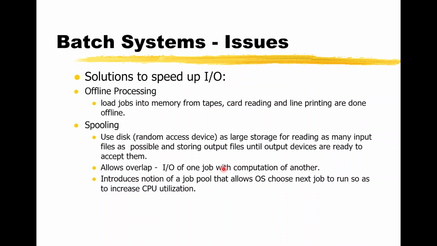By having the input and output offline. So we have offline processing. We load jobs into memory from tapes, and card reading and line printing are done offline. So the jobs were put on tapes, okay? Load jobs from tape into memory. And then the system can now pick them one by one and process them. So you don't really need to be there to wait for it to be ready. You can set up a batch of work and it does that.